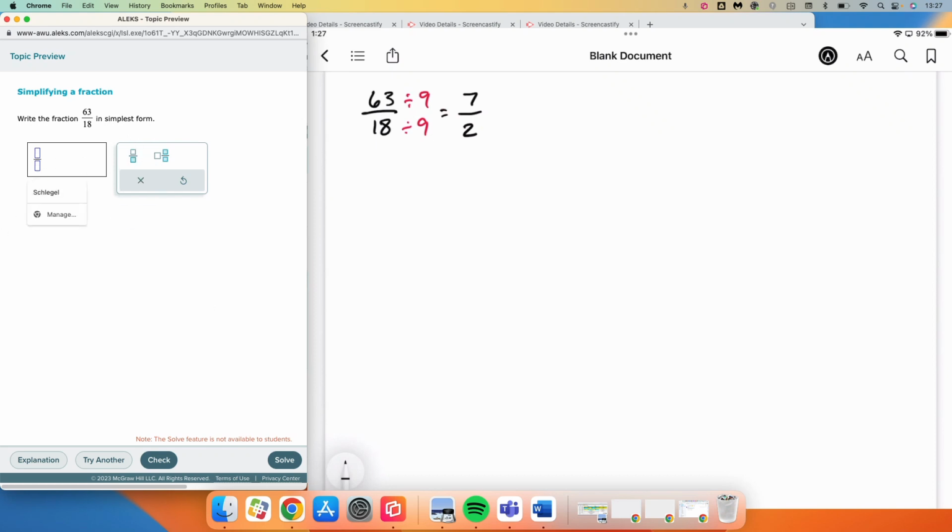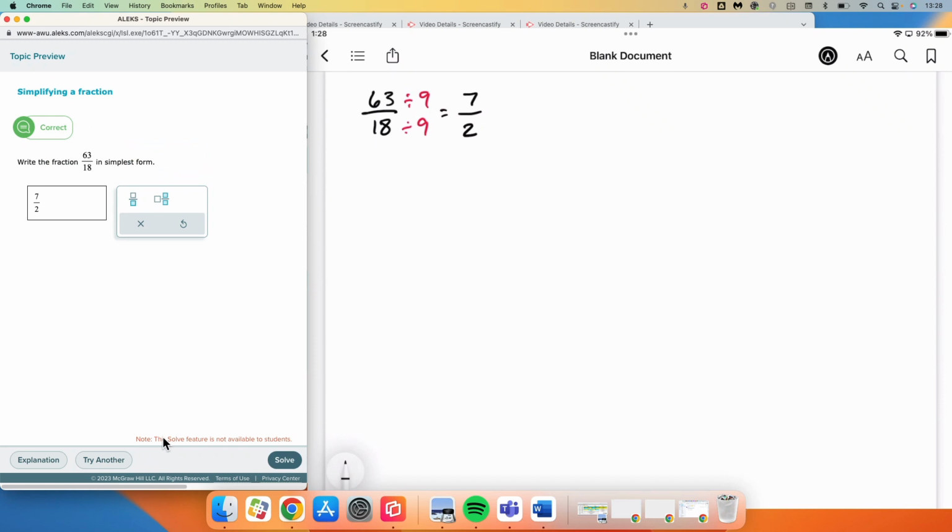And so I don't know if Alex is going to take that or if it's going to make us write it as a mixed number. I sort of hope that it takes it. It does. Very good. So we'll talk about mixed numbers later on. But for now, this is going to work out okay for us.